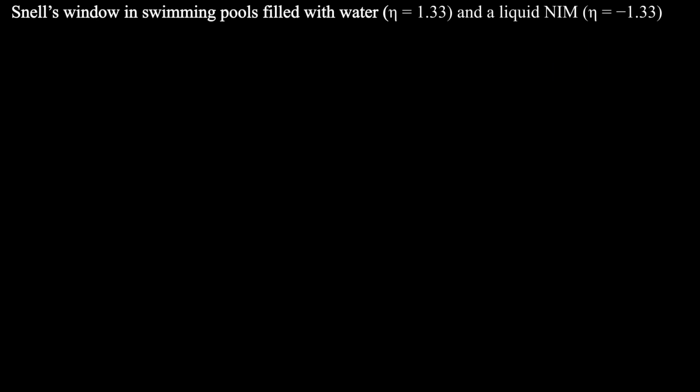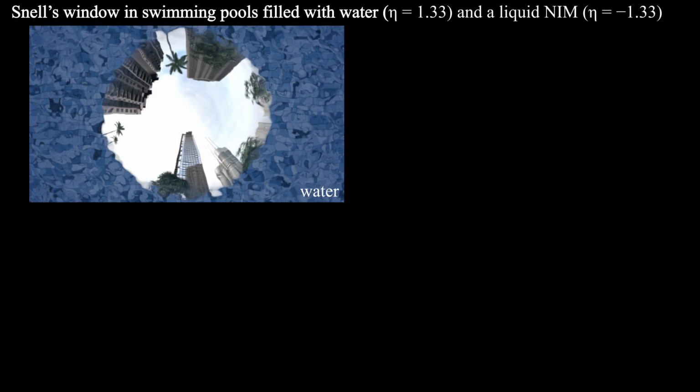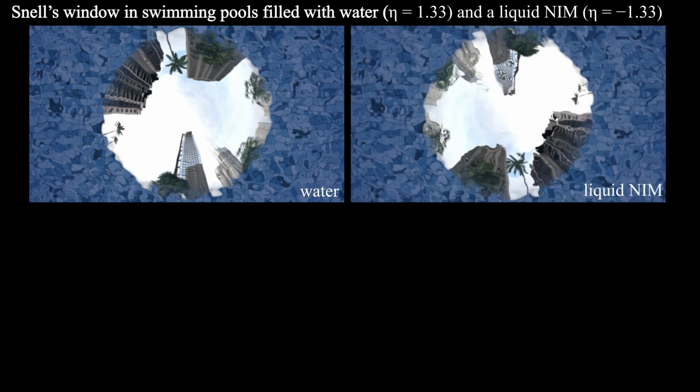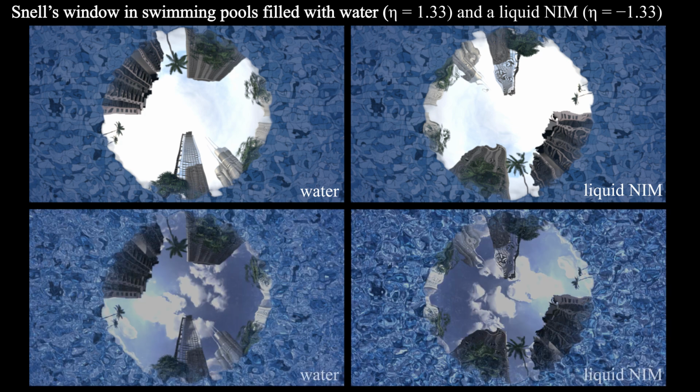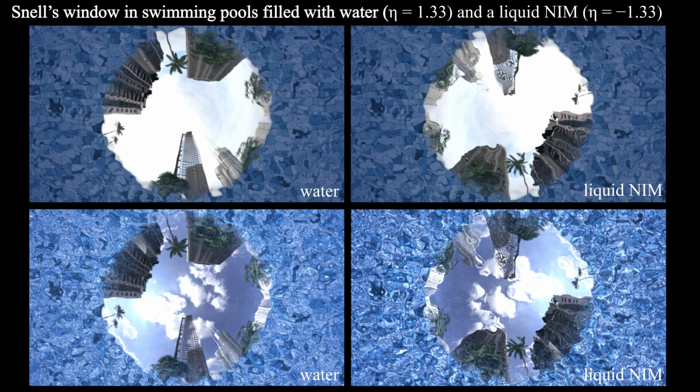We next consider an observer submerged in a swimming pool viewing a Snell's window at the surface. We compare renderings of a pool containing a conventional water medium and a liquid NIM. In the latter case, negative refraction introduces distortions and modifies the apparent arrangement of objects above the interface. We also observe differences in caustic patterns under sunny conditions. For details on Snell's window, please refer to our paper.